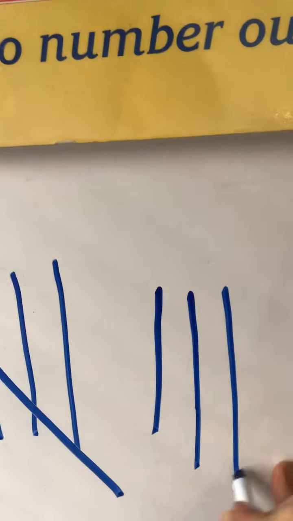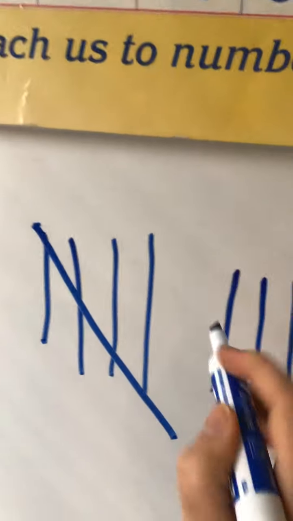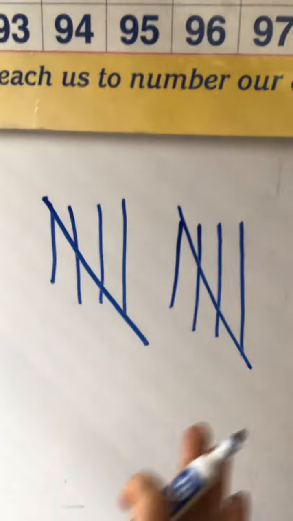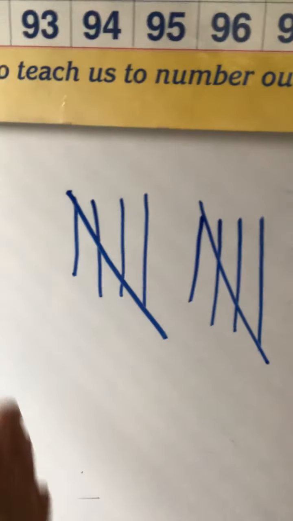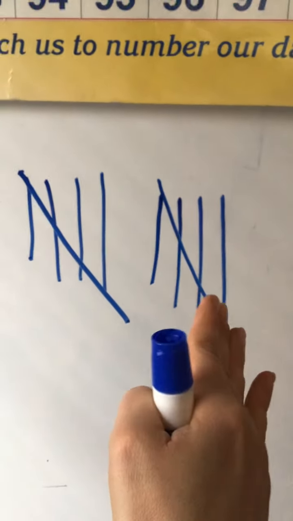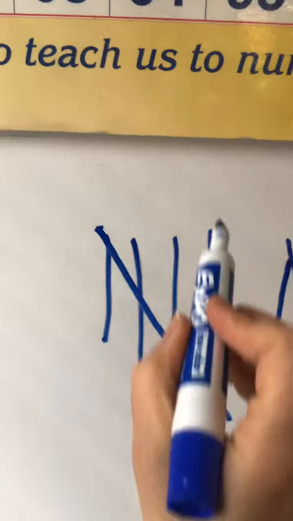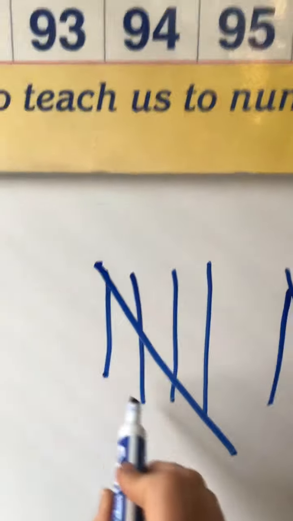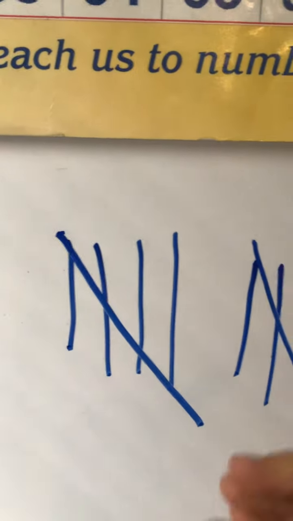7, 8, 9. Now I'm ready for another group of 5, so I would go across. Now to count all these tally marks, all we have to say is 5, 10. Because we know that when any group looks like this with a line down the middle, boom, we know that is 5. So that's what we're going to do with our workbook page today.